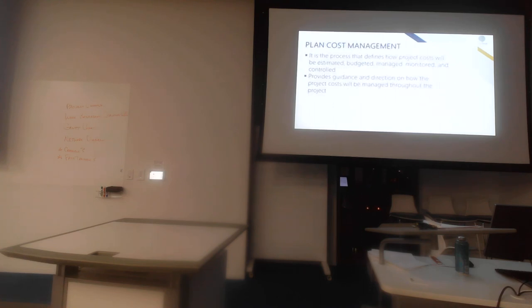So planning cost management is one of the first phases. I'm just going to skim through it. You can take a look at all these detailed phases, but it's simply the process of defining how the project costs will be estimated, budgeted, managed, monitored, and controlled. So the inputs, tools and techniques, and the outputs, right? Again, we follow the same methodology as we have been in the previous lectures.